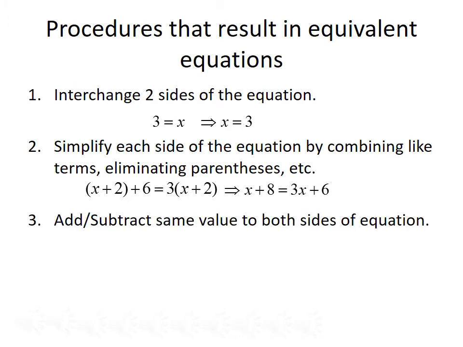Another procedure that we can use that results in an equivalent equation is to add or subtract the same value on both sides of the equation. So, for example, if we have 3x minus 5 equals 4, we can add 5 to both sides of the equation, and that would give us 3x equals 9.